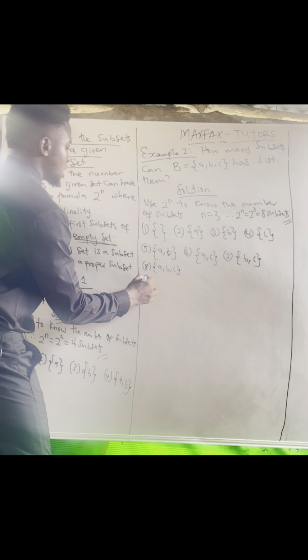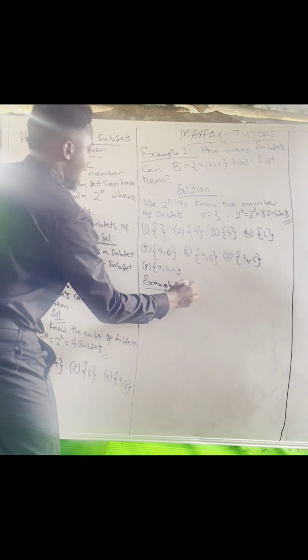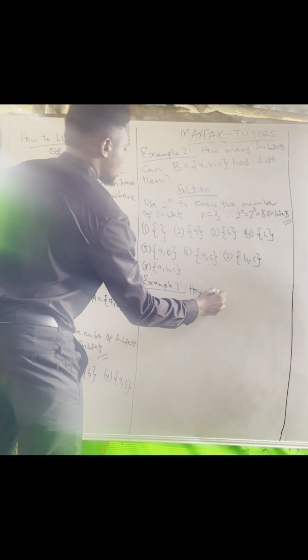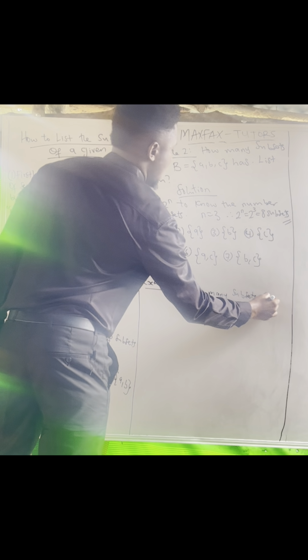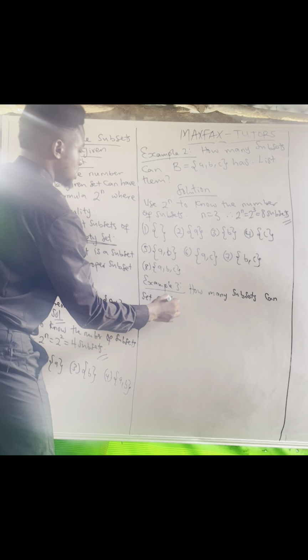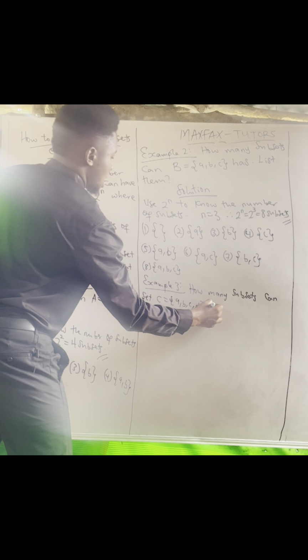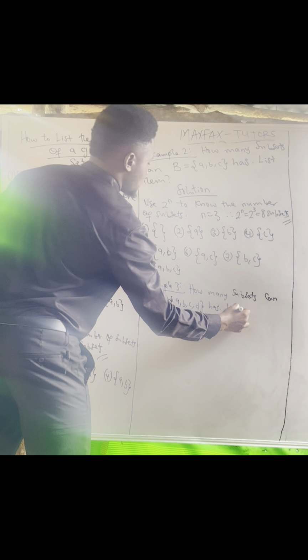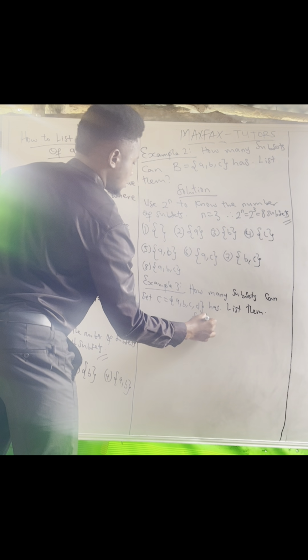The last example, guys, example 3. How many subsets can set C equals A comma B comma C comma D have? List them. Solution.